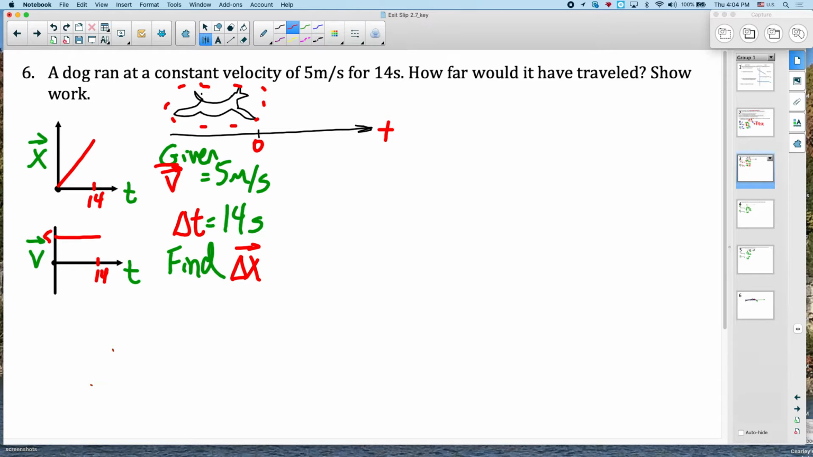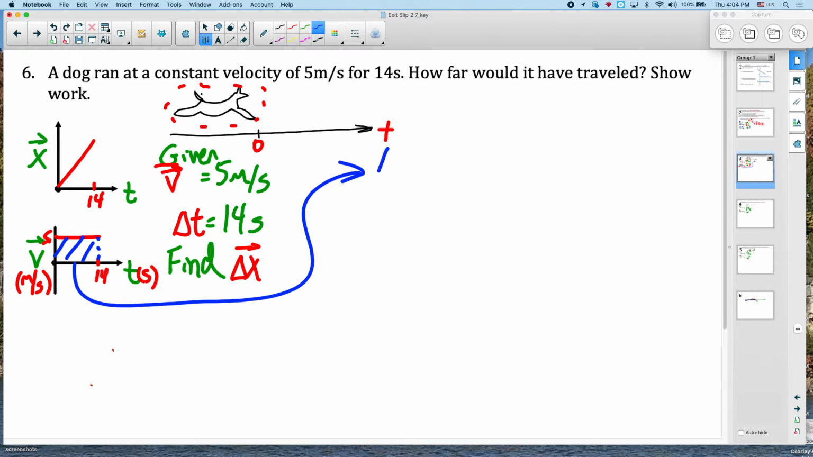We happen to know the velocity is 5 meters per second over here. And we need to find the displacement. Well, for this one, to find displacement, all we have is this stuff about the velocity versus time graph. We could use the area under the velocity versus time graph. So we know that the area under the velocity versus time graph is the displacement. So the area of this rectangle is the displacement.